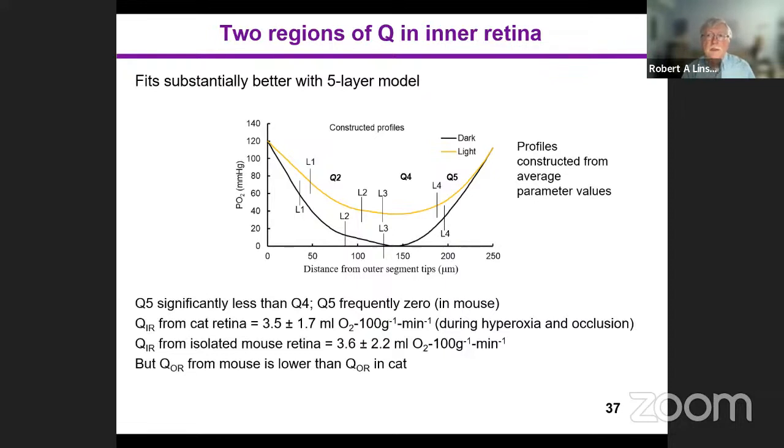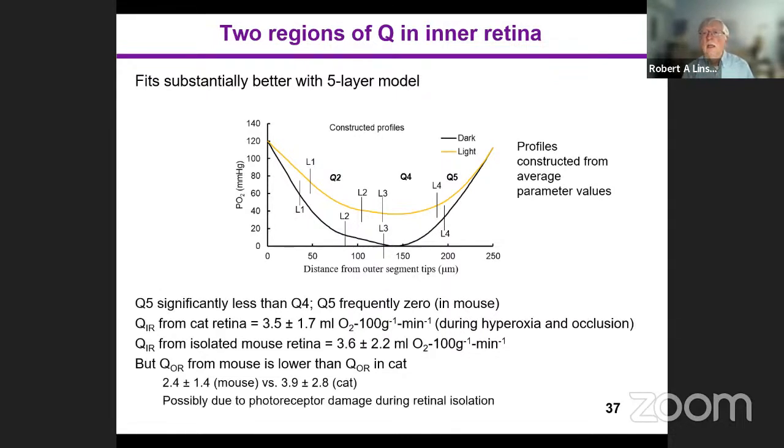The outer retinal oxygen consumption from the mouse retina is lower than it is for cat. We don't know exactly why this is, but when you detach the retina from the retinal pigment epithelium, there's always going to be some photoreceptor damage. And so we think that's possibly why the mouse retina has a lower consumption than cat retina. The density of photoreceptors and the type of photoreceptors are the same in those two retinas. So it has to be something that we're doing to the retina experimentally that's responsible for this.